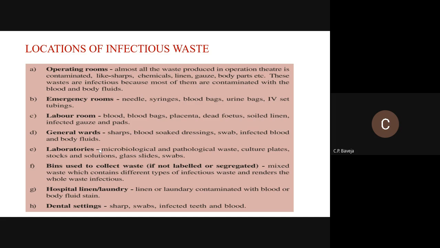Emergency rooms: needles, syringes, blood bags, urine bags, IV sets, anything used on the patient in the emergency room. Then the labor room, almost the same things: blood bags, placenta, dead fetus, because it's a labor room, will be additional items, and soiled linens, infected gauze. Basically, anything used on the patient. General wards: sharps, blood-soaked dressings, swabs, infected blood and body fluids.